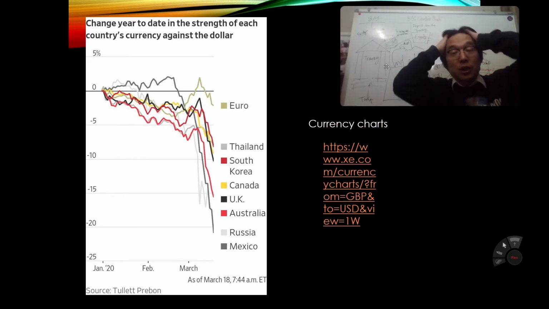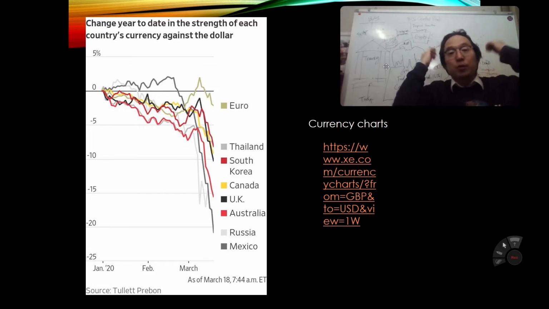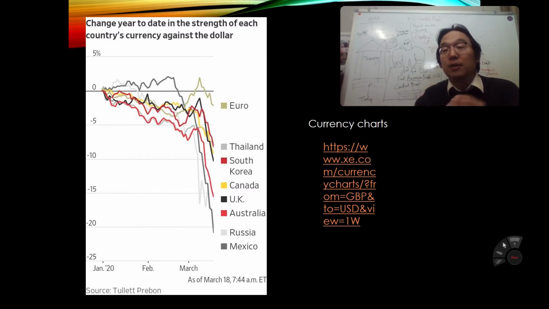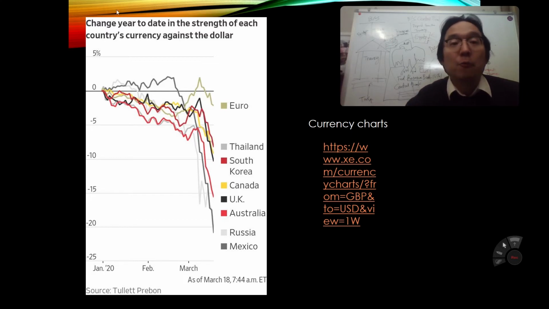And if you look at the relative exchange rate with respect to the dollar, this is what you can see: the change year to date in the strength of each country's currency against the dollar. So 0 is the benchmark point, say January 1st, where your currency versus dollar rate is put as 0. And then how did your currency, for example the Korean won, perform in the spot exchange market with respect to the dollar?